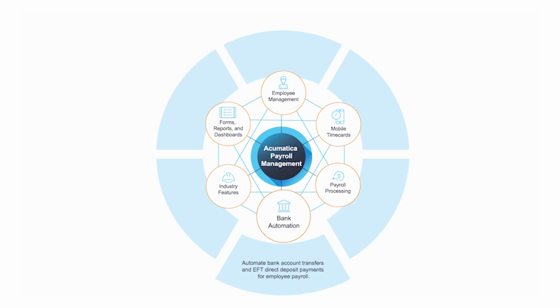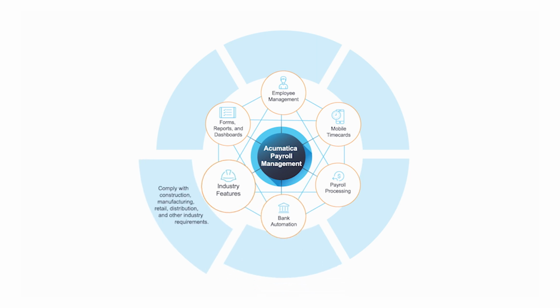Automate bank transactions to move funds for payroll runs with EFT direct deposit or paper check printing, and allow employees to download pay stubs from a secure portal. Acumatica Payroll includes industry-specific features for construction, distribution, retail, manufacturing, agriculture, professional services, and other industries.